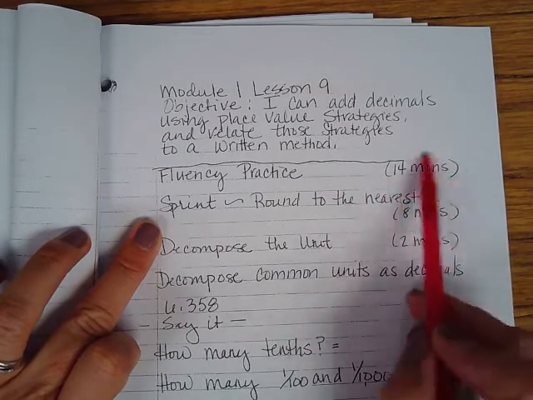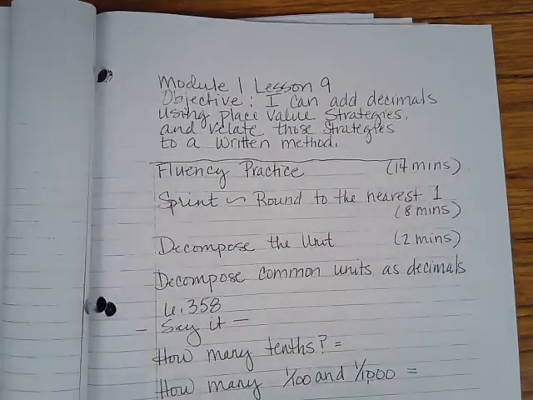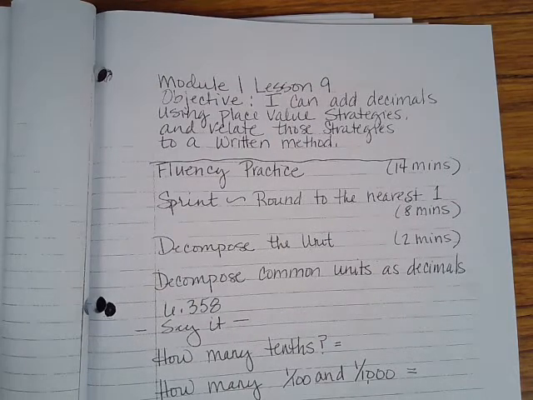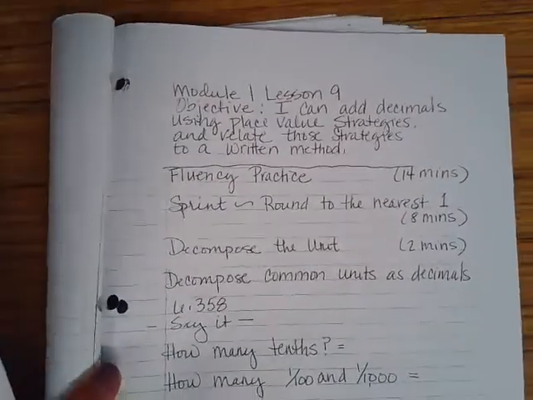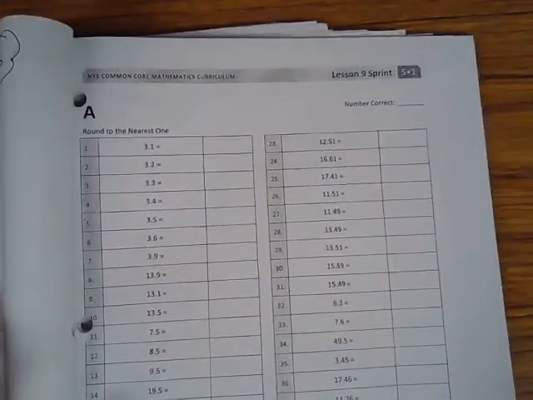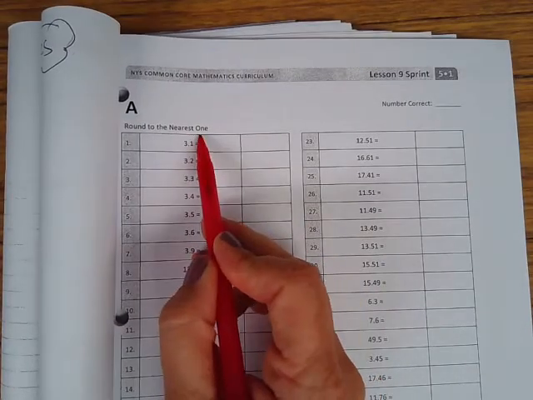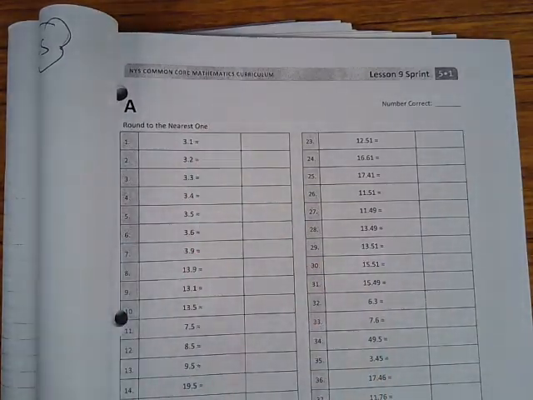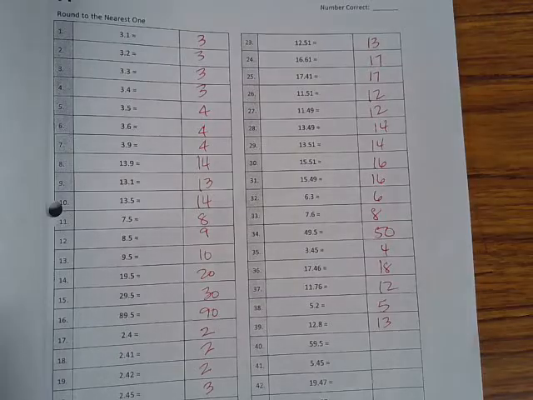Now notice that our fluency is a little bit longer. When that happens, it means our concept development is usually a little bit easier. So let's go to Sprint. Turn in your book to our Sprint page, and we are going to be rounding to the nearest one. Everyone get on this page, put your pencils up, and get ready. Pencils up, ready, go.